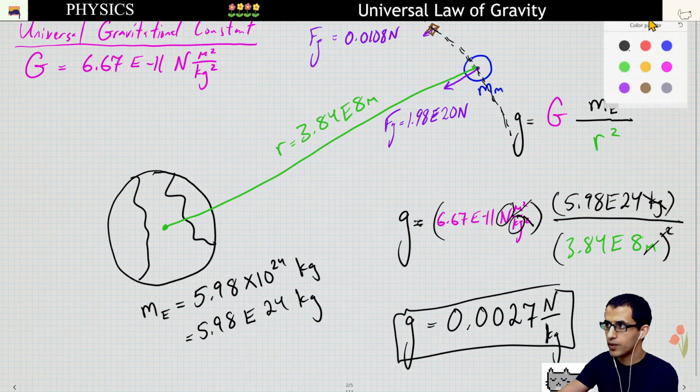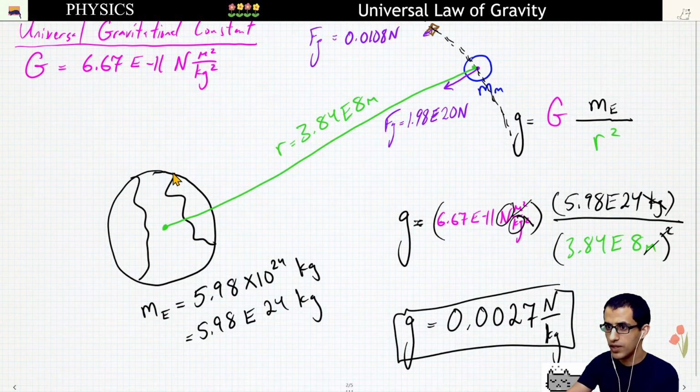The number that we're used to seeing for gravitational field strength is the intensity here at the surface of the Earth. So let's go ahead and calculate that using the equation that we just learned here. I'll write the equation out again. It's this equation.